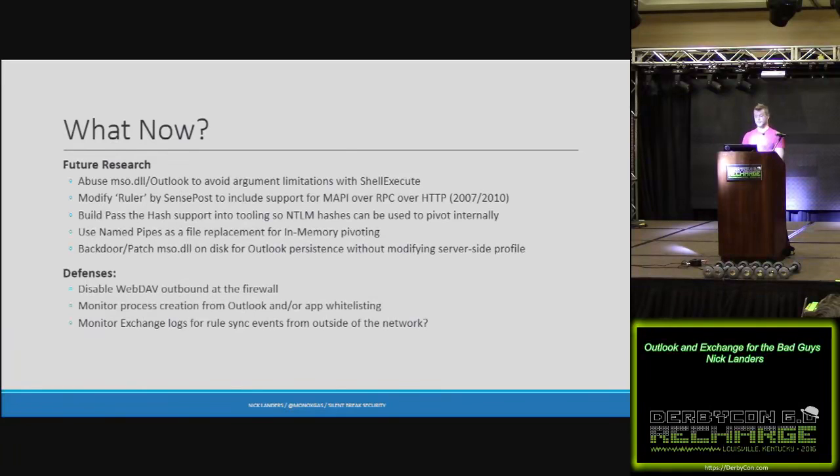Build pass-the-hash support into the tooling, so NTLM hashes could be used to pivot internally. I did a proof of concept of this with Python, and I actually used the Python NTLM request library and modified it so it could do pass-the-hash. So if we have an NTLM hash for a user, we could pass that to the Exchange server, get access to their mailbox, and then sync rules to it.